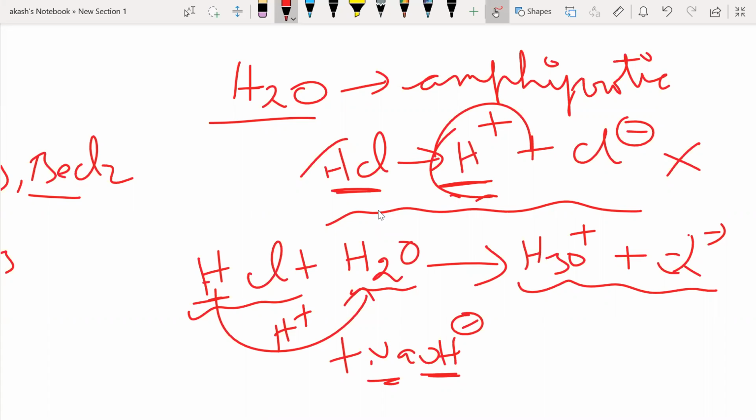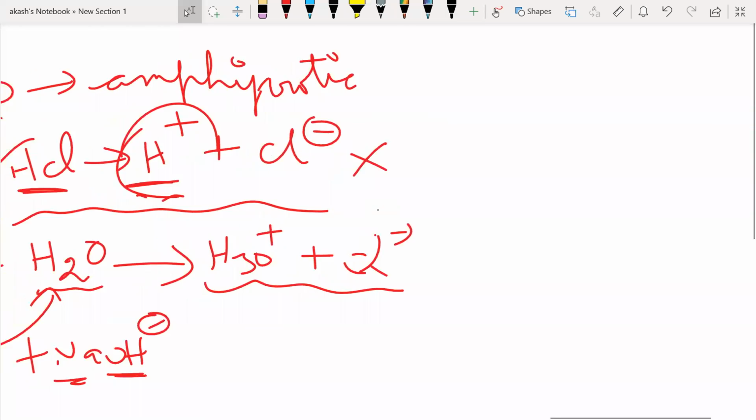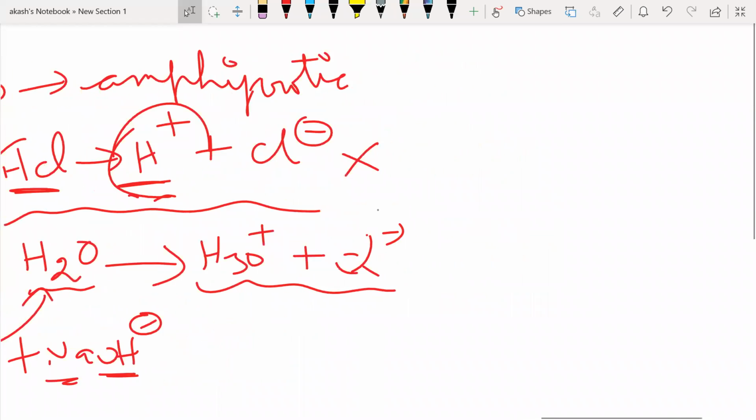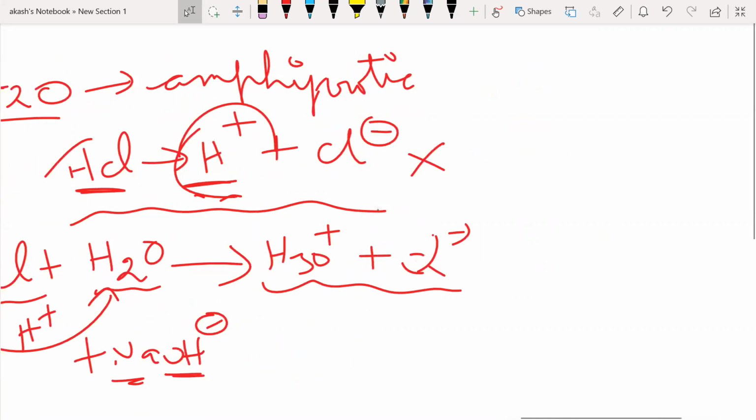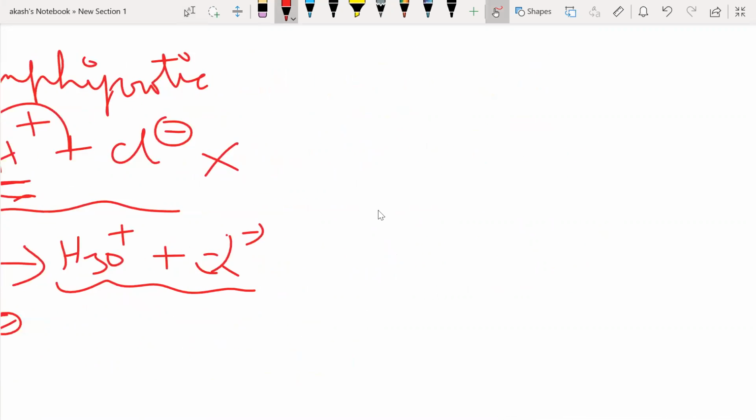It is amphoteric, right? And if it is amphiprotic, it will be able to accept H plus as well as donate H plus, in the way that it will be able to behave as an acid or a base. That's what is more important. There is a difference between amphoteric and amphiprotic. Fine. Now, if I have only water with me, I would say this reaction will be continuously happening.